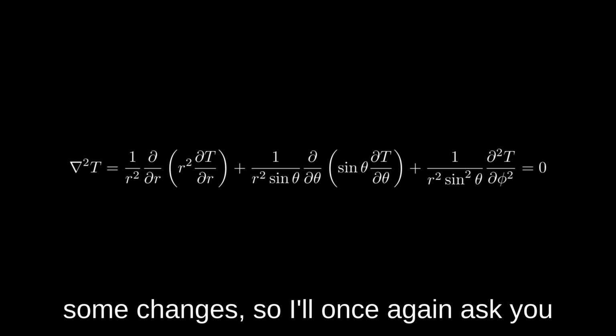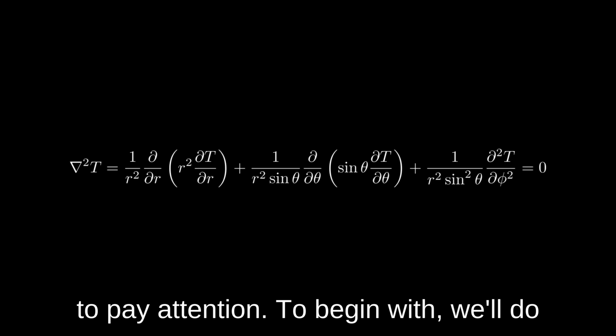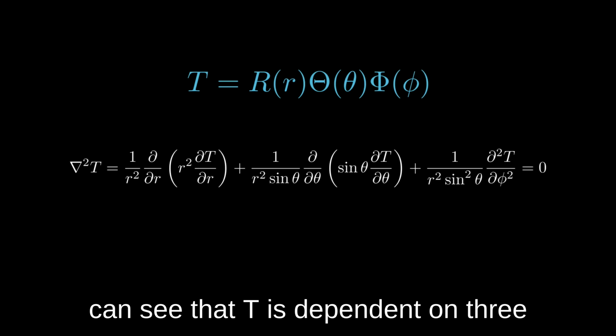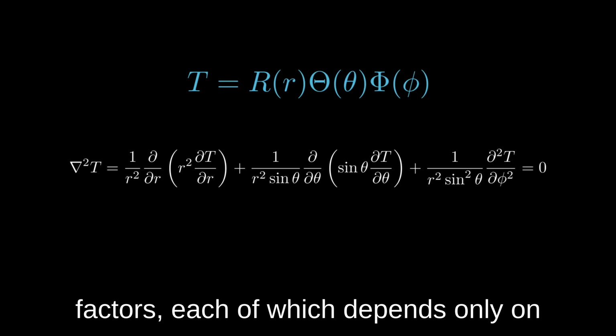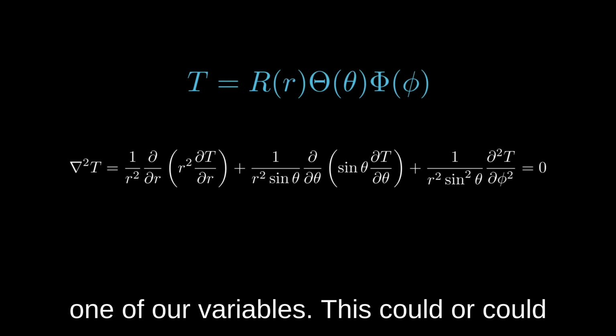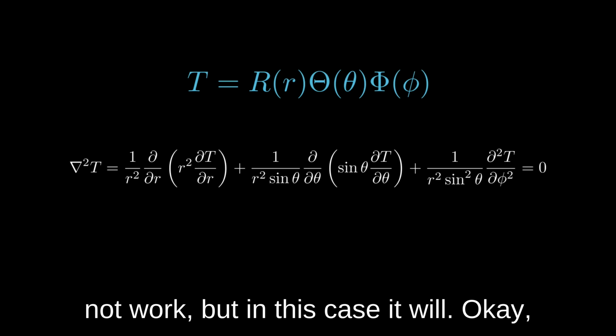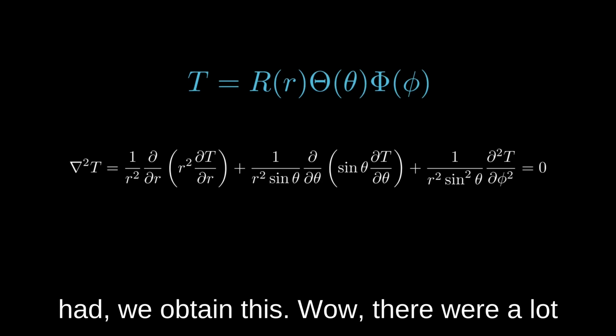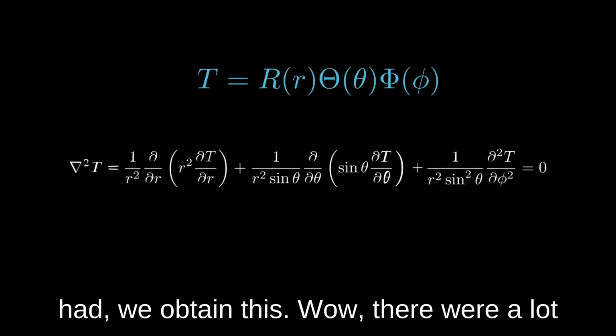Now, we'll do some changes, so I'll once again ask you to pay attention. To begin with, we'll do a change of variables. Specifically, you can say that t is dependent on 3 functions, each of which depends only on one of our variables. This could or could not work, but in this case it will. Okay, so if we plug this into the equation we had, we obtain this.